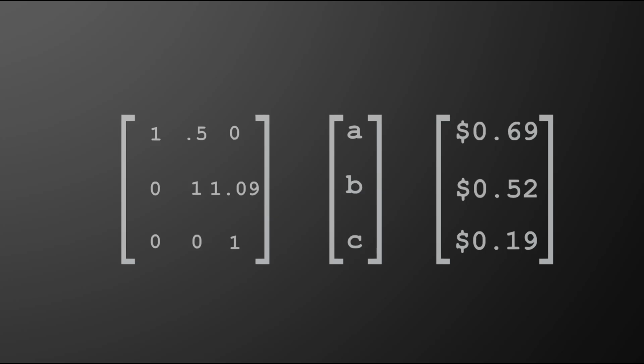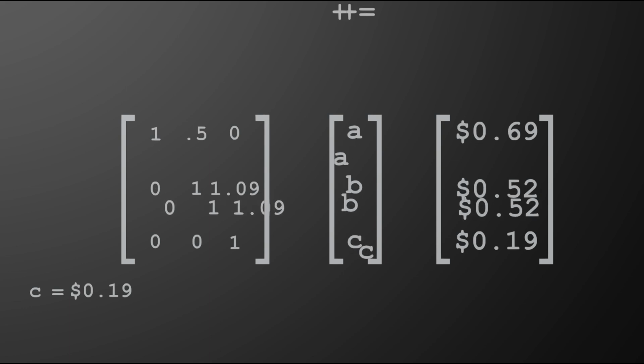The power of this upper triangular matrix is shown by thinking about the equations it represents. Row 3 says that 0 times A plus 0 times B plus C approximately equals 19 cents. This means that the value of 1C, or 1 carrot, is approximately 19 cents.